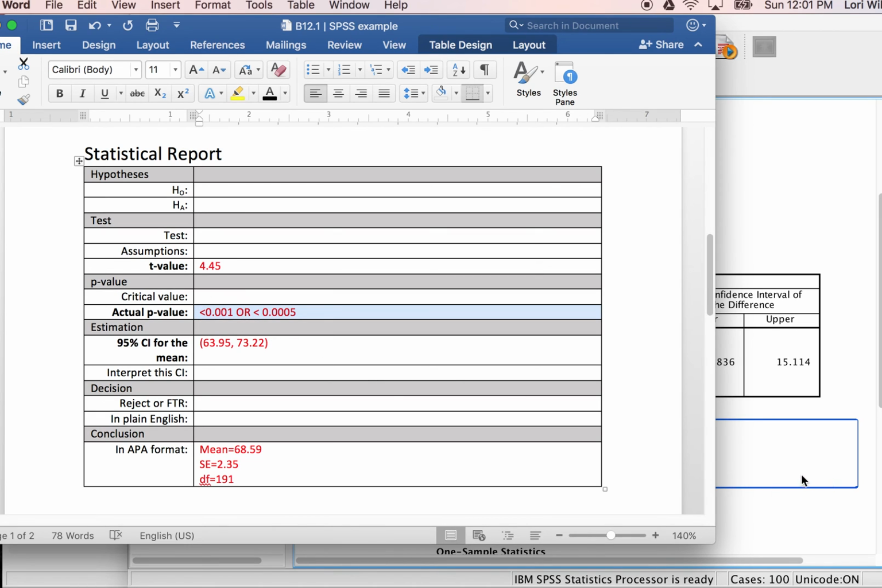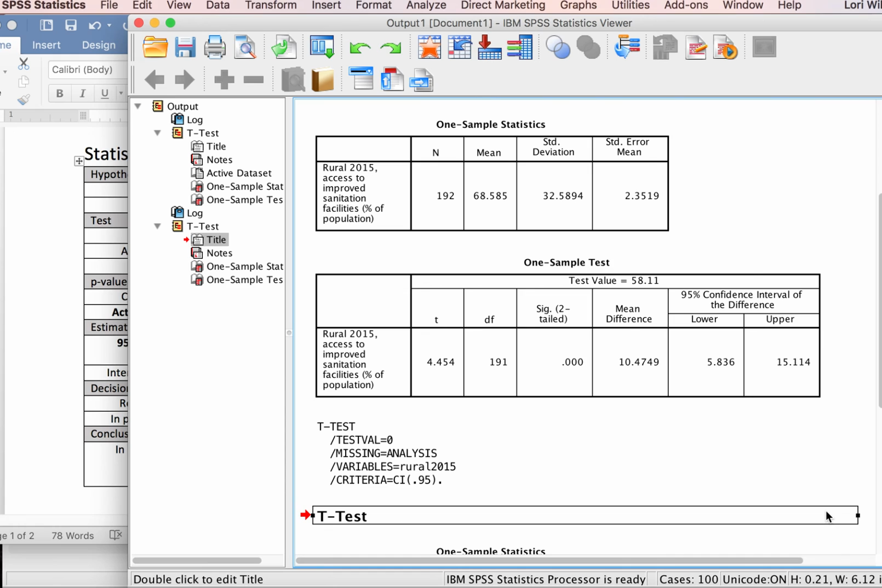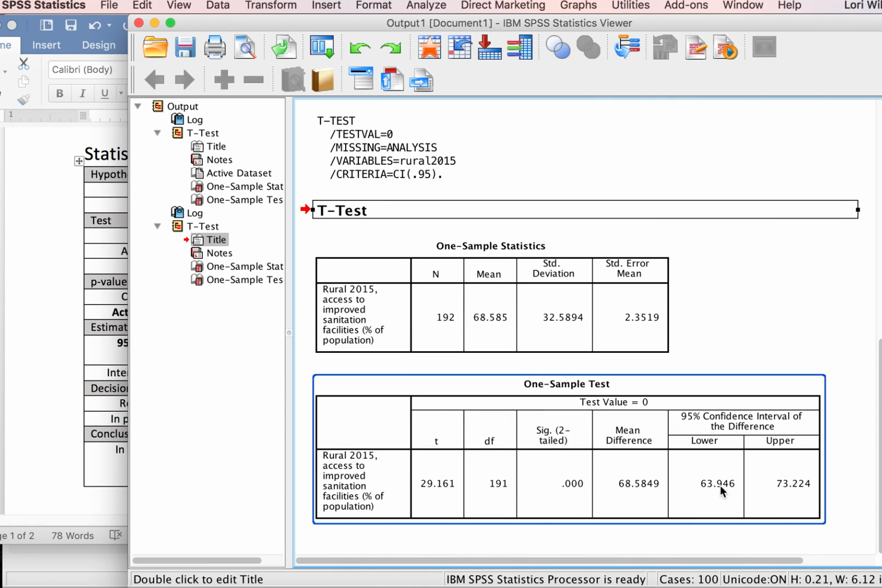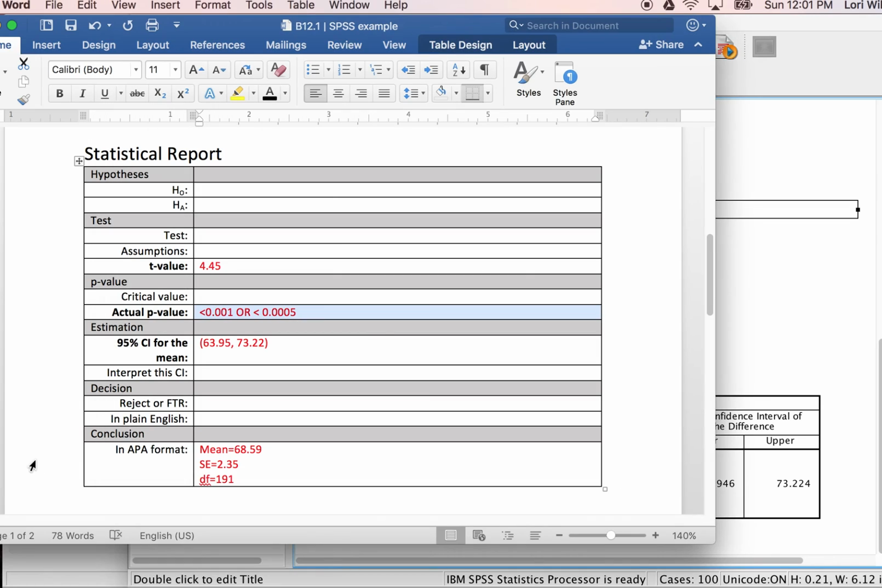And then the 95% confidence interval of the mean is something else that you'll get from your output, and that's right here, 63.95 and 73.22. Notice that I rounded to the hundredths. Different journals, different statisticians have different ways of rounding, and some might even say to round here to the 10th. So you would want to follow whatever is the convention. The bottom line is that if you include lots and lots of numbers, it can be distracting and hard for somebody to look at that. So that's where my 95% confidence interval of the mean came from.